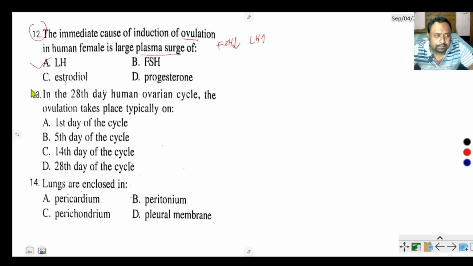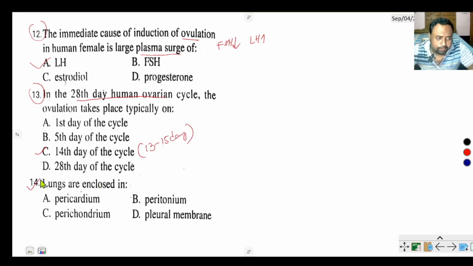Question number 13 says that in the 28-day human ovarian cycle, ovulation takes place typically on day 14. It is an average of 14 days, but ovulation occurs between 13 and 15 days.